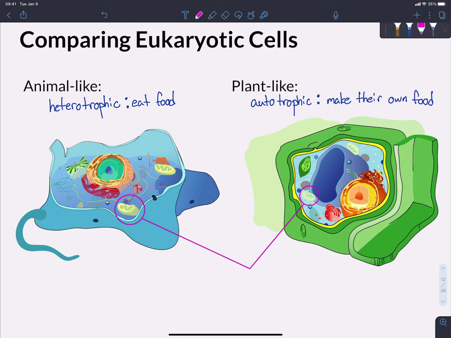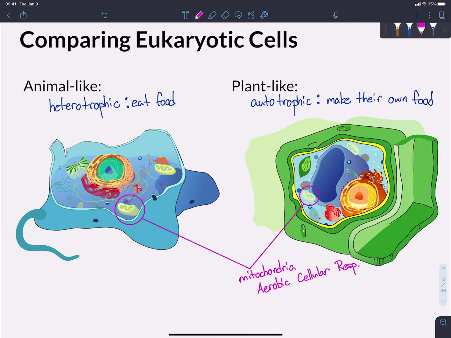And so what I've done here is I've gone in and I've actually put some circles around mitochondria in both of these types of cells. It's interesting to note that both plant-like and animal-like cells have mitochondria. Mitochondria is where a process called aerobic cellular respiration happens, and that is the main way by which eukaryotic cells get their energy from the food that they eat.